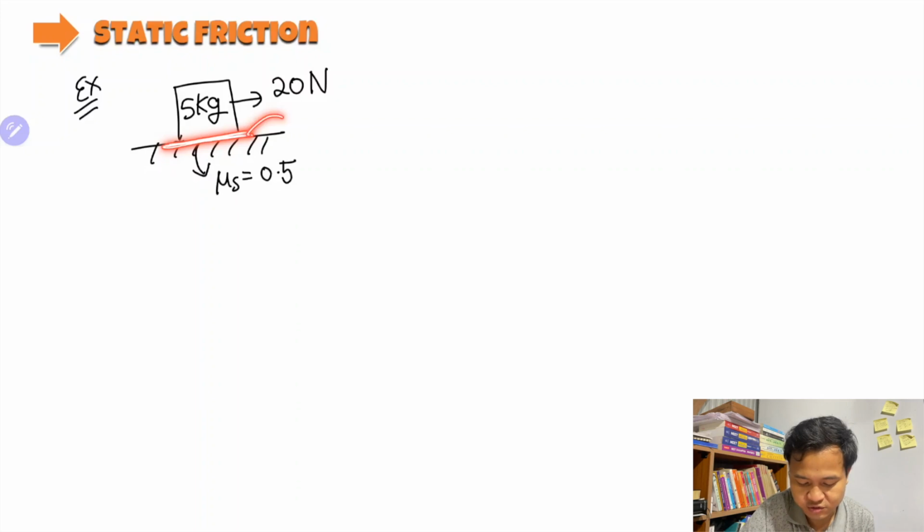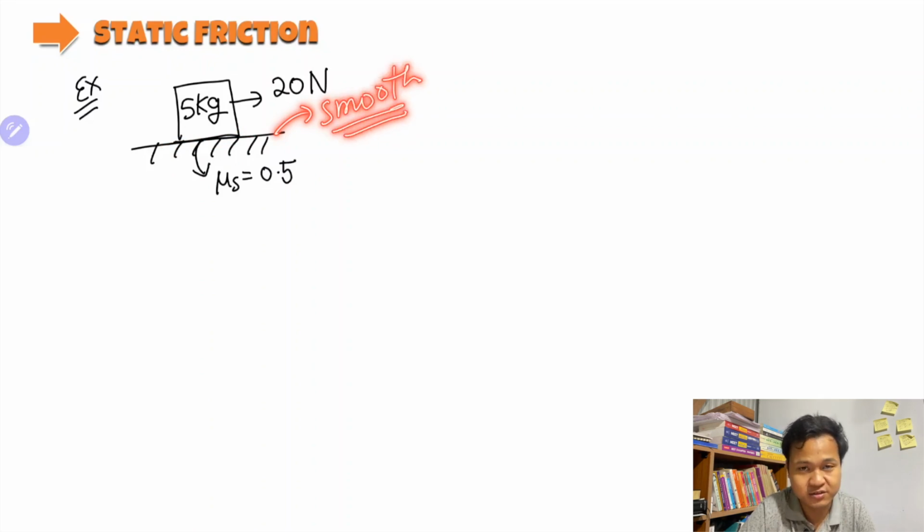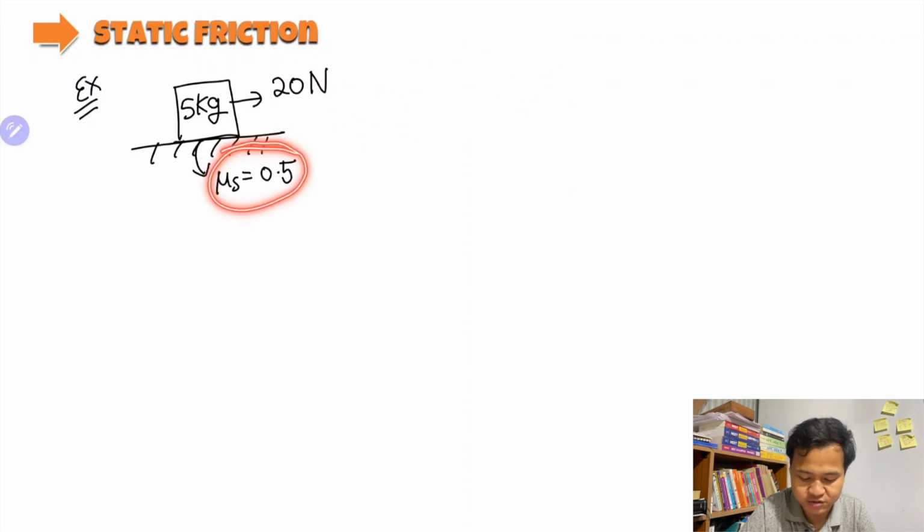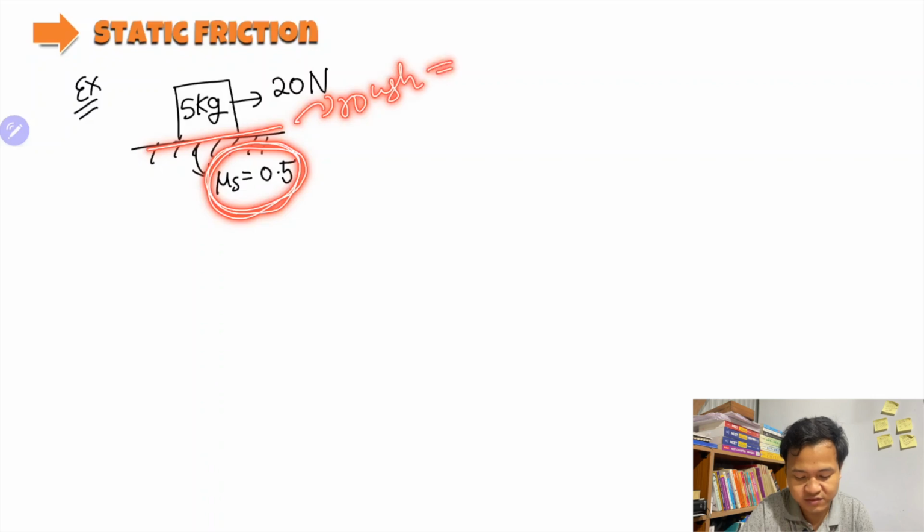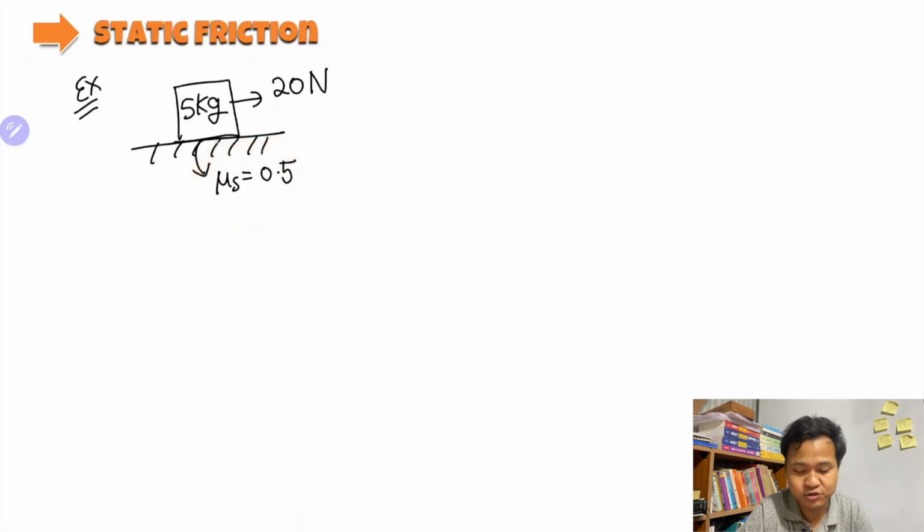Since mu is 0.5, friction is present, so this surface is basically rough. If it is given that the surface is smooth, that means there is no friction, so friction is 0. If you find there is mu, this means that the surface is rough, and if the surface is rough, then you'll have friction. In the last video's question, we assumed the surface is smooth.